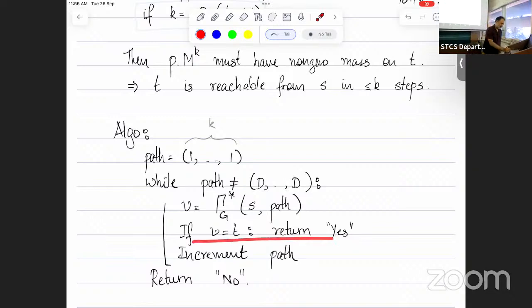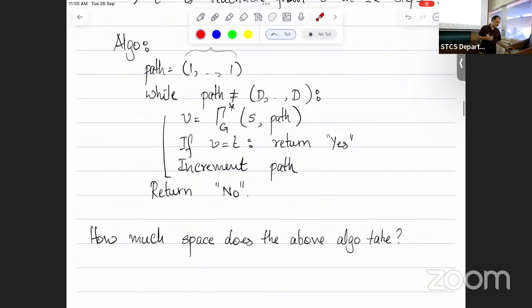But if that didn't happen, I just increment path, and you do this in the most obvious way. Go to the last thing and just change it, like imagine this as one large number and then increment it. I do this for all possible paths of length k. And if at the end of it I have not found T, I am guaranteed that T is not reachable. So I just say no. Okay, so this is the algorithm.